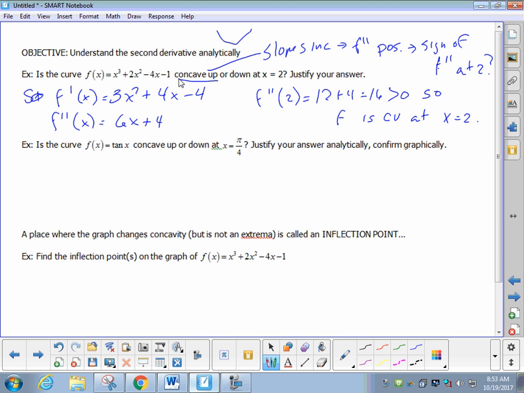You have 3 subjects. You have f, f prime, and f double prime. And in justifications, people tend to say one when they mean the other. Okay, so let's be clear. The function f is concave up because the second derivative is positive. It's not "the second derivative is positive, so the second derivative is concave up." It's not "the function is positive, so the function is concave up." Okay, do you understand? And you have to be very clear with what's causing what to happen.